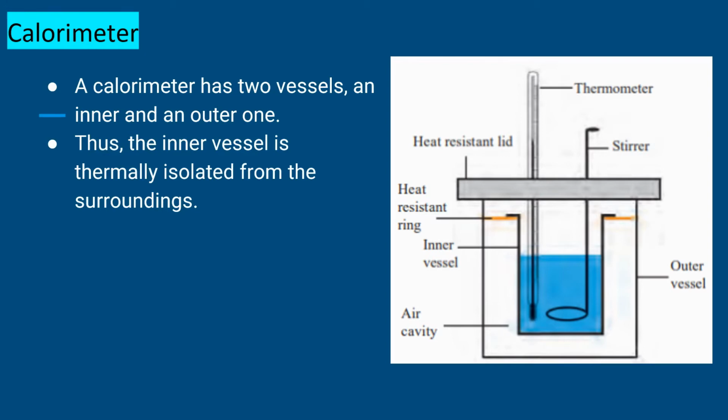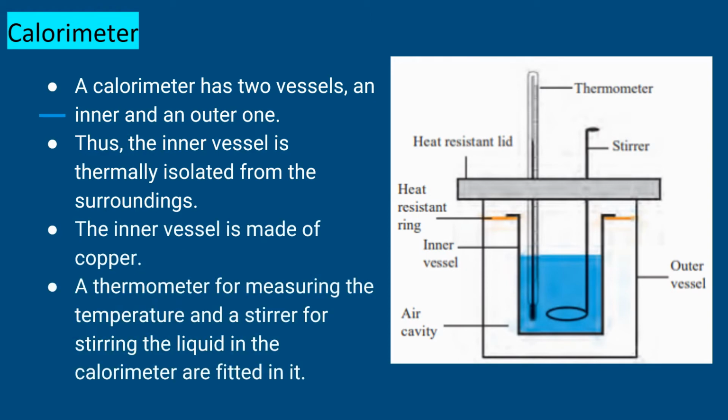The inner vessel is usually made of copper. A thermometer is kept for measuring the temperature and a stirrer for stirring the liquid in the calorimeter. So these are the components of a calorimeter.